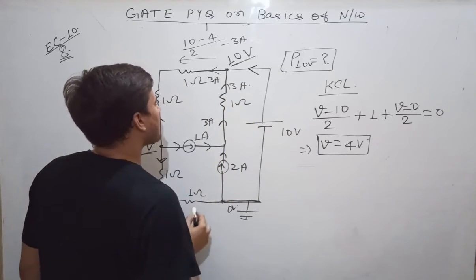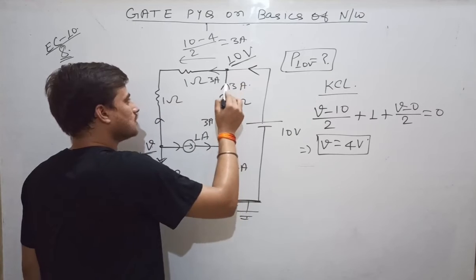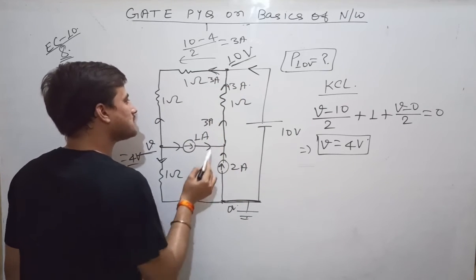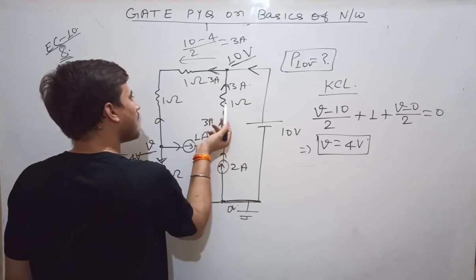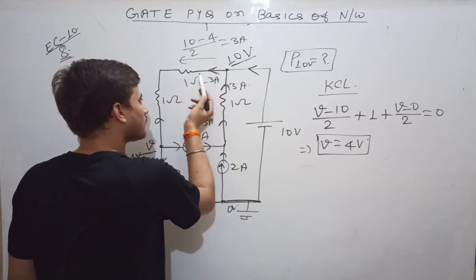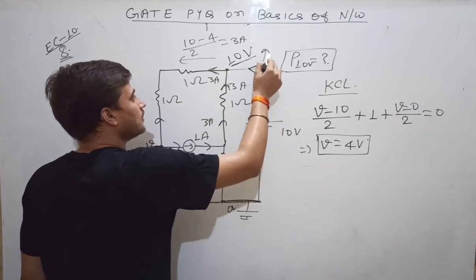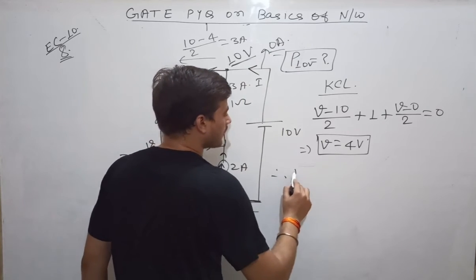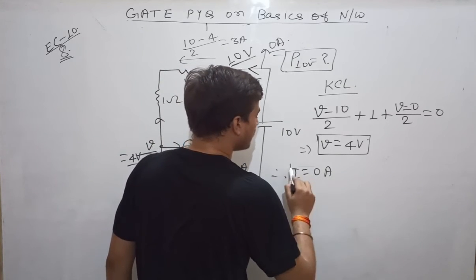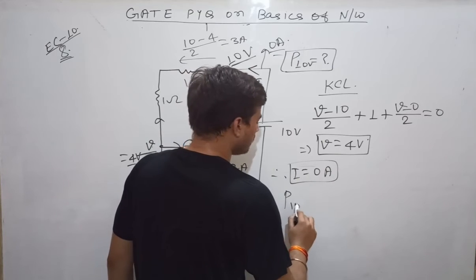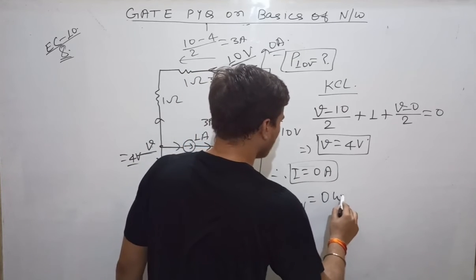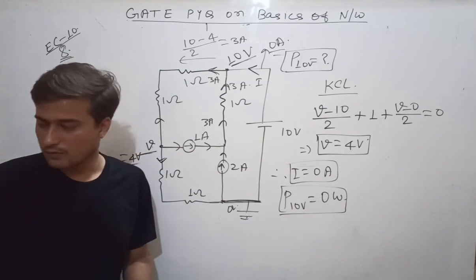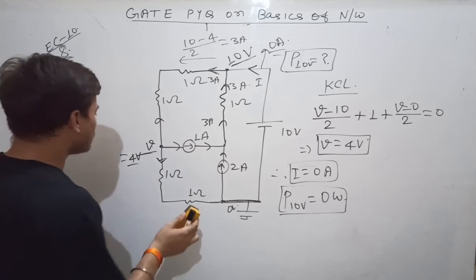Once you apply Kirchhoff's current law at this node, you know the current coming out is 3 ampere, current incoming is 3 ampere. That means 3 ampere of current is being supplied by this branch and it is totally coming out from this branch. So here the current will be 0 ampere. So you can write I equal to 0 ampere. That means power of 10 volt source will be equal to 0 watt. Power delivered by 10 volt battery will be equal to 0 watt. Clear?